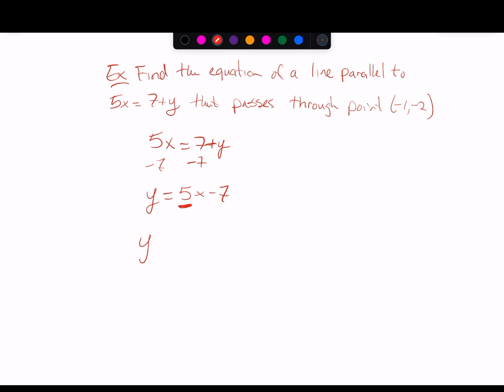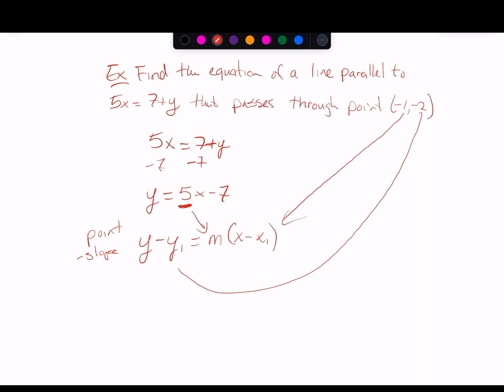So in our point-slope formula, y minus y1 is equal to m times x minus x1, I can plug in the slope and then my x1 and my y1. Okay, so we have y minus -2 is equal to 5 times x minus -1.